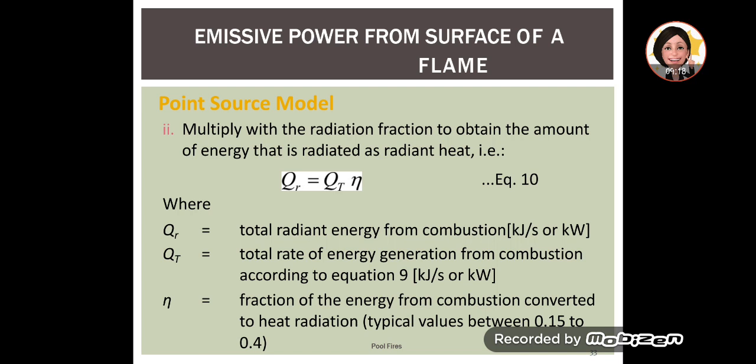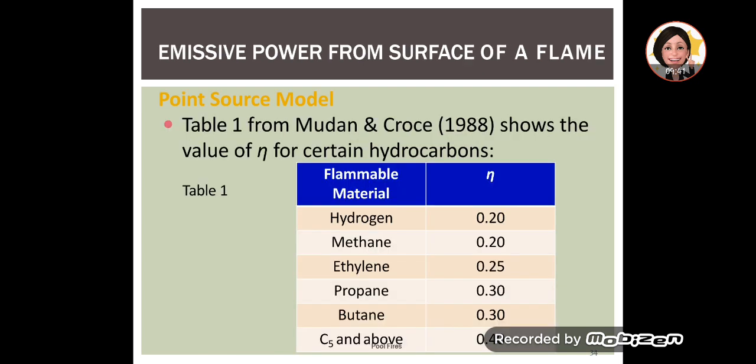The QT is the total energy. N is the fraction of energy from combustion converted to heat radiation. So this is a coefficient that we have to determine. The typical value is between 0.15 and 0.4. This N value has already been studied for quite a lot of materials, so it is usually present in the literature. We can use the literature to get the N value. Okay, so that's using the point source model.